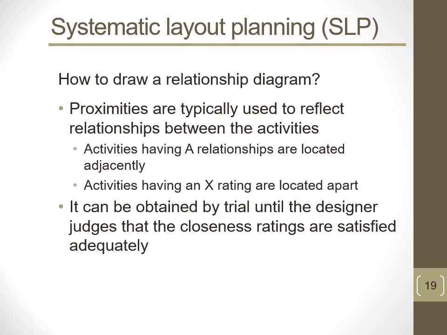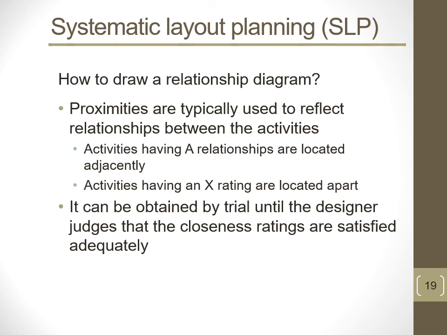And we will obtain our final relationship diagram by trial and error. We will sketch, and if we are not happy, we will sketch an alternative one. If we are not happy, we will sketch an alternative one. When you consider the previous alternative location of the departments, it is not the best layout because two departments with an X relationship were adjacent, and two departments with an A relationship were far apart from each other. So we don't like such a layout, so we need to change it.